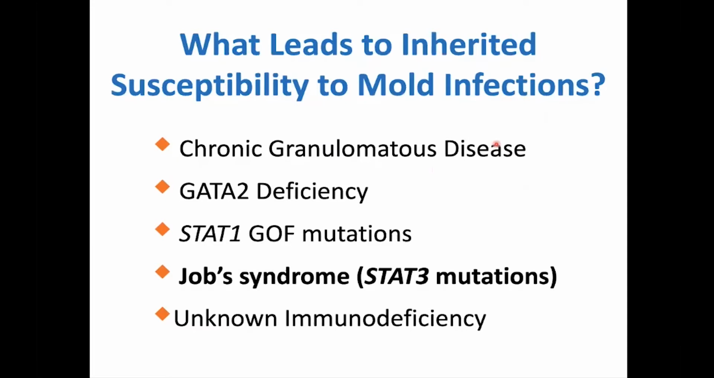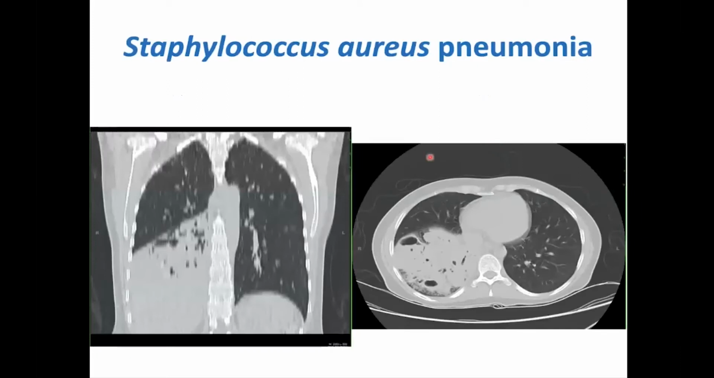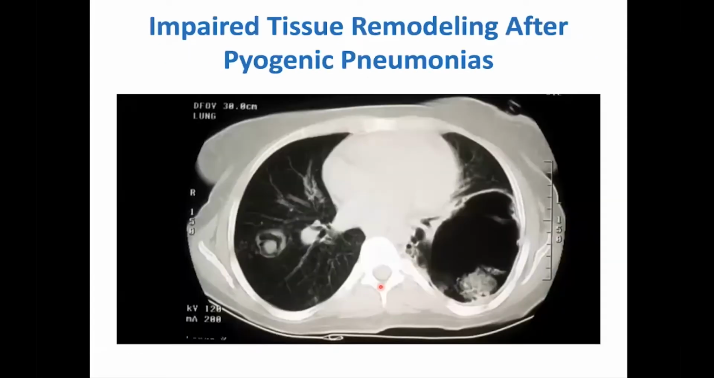As I mentioned earlier, Job's syndrome, caused by dominant negative STAT3 mutations, also predisposes to mold disease. However, here the problem is not reactive oxygen species production by neutrophils. Instead, it's a structural lung problem. These patients, as you well know, are particularly prone to develop suppurative lung disease, in this particular case Staphylococcus, that leads to impaired remodeling that causes pneumatocysts or bronchiectasis.